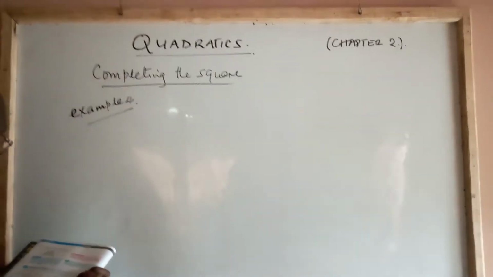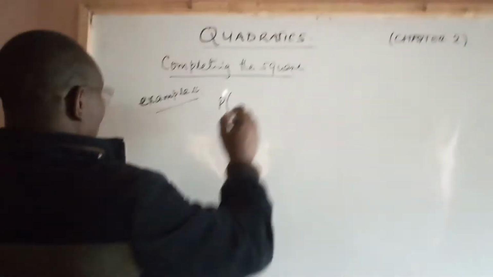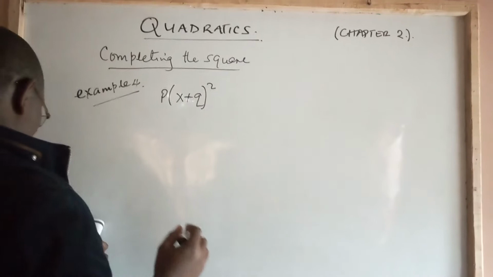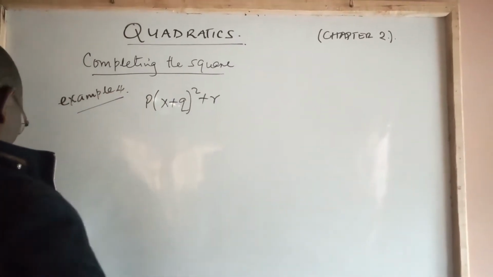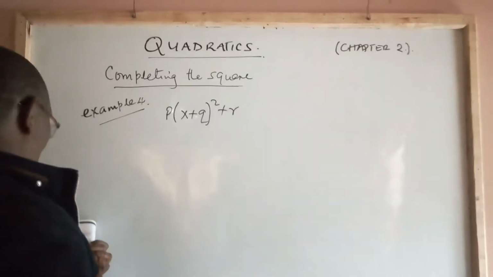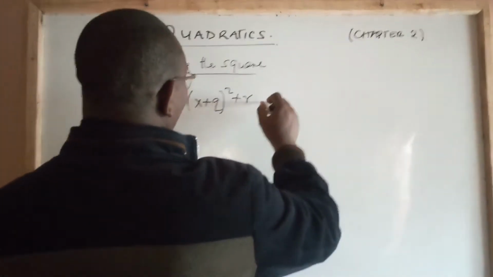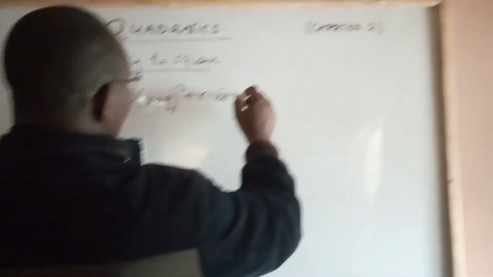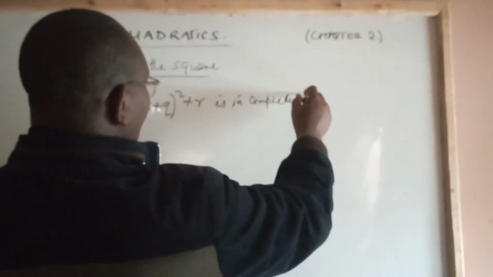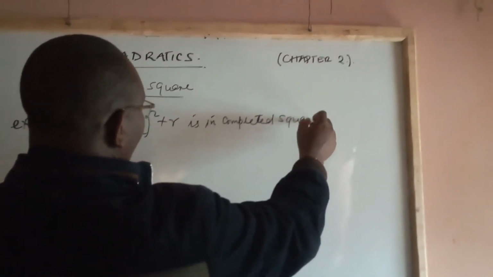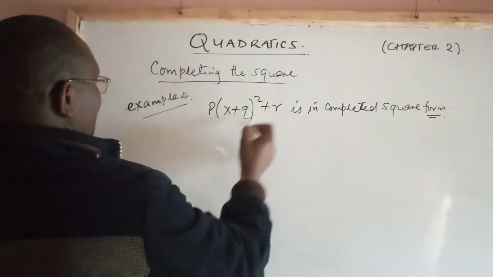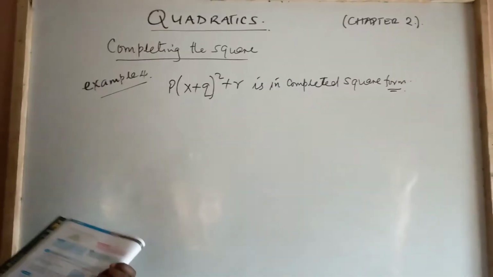a quadratic expression in the form p(x plus q) squared plus r, where p, q, and r are real constants, is in completed square form. Completed square form, because of course you can see there is one bracket which is a complete square.